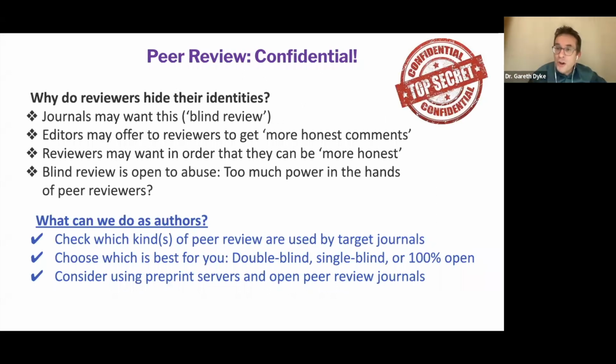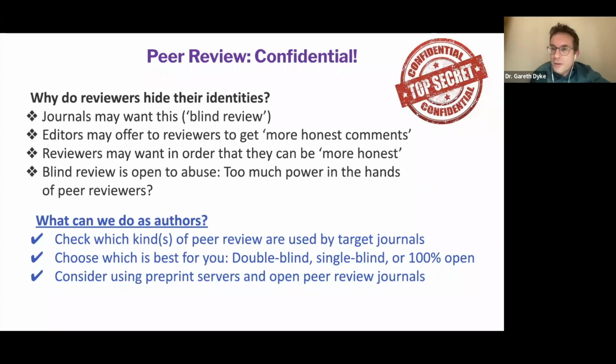And of course, journals know this as well. This is one reason why journals like, or increasingly like, blinded peer review, because they want to get more honest comments from peer reviewers. Of course, if the peer reviewer knows that their identity is not going to be revealed to the author, then they feel that they can be more honest. At the same time, this anonymous process can be open to abuse. As you probably know, too much power often is placed in the hands of peer reviewers. The editor has to adjudicate between different sets of comments.